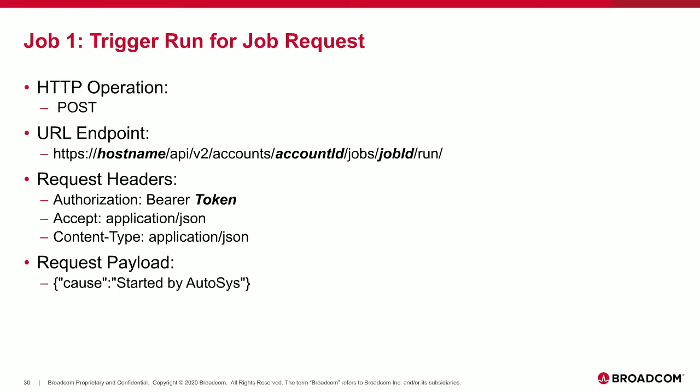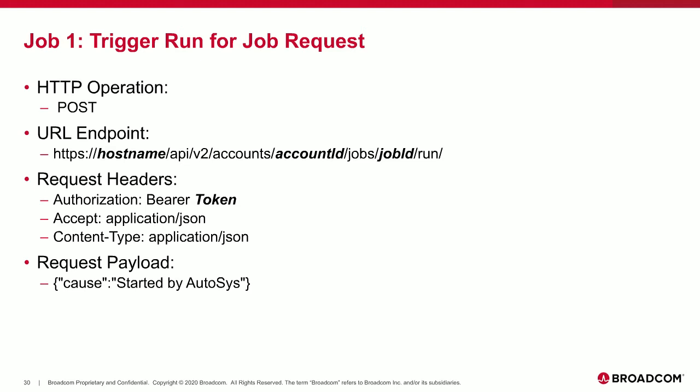So these are the pieces that you need in order to build the job. The operation type is post. The endpoint is going to be like HTTPS with the URL endpoint, and then there's an account ID and a job ID that you have to supply. And the headers require a bearer token, and the bearer token is generated from the DBT application.